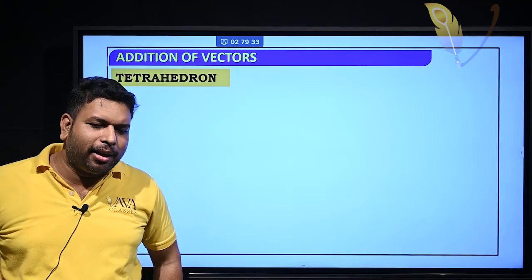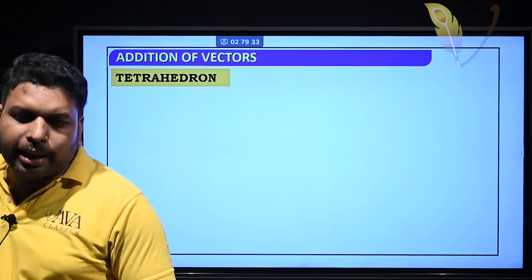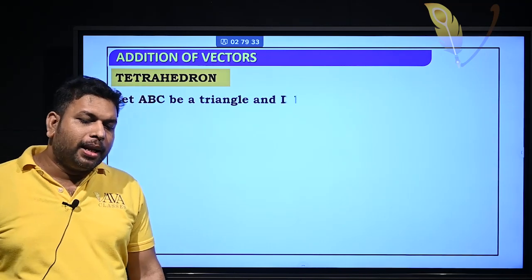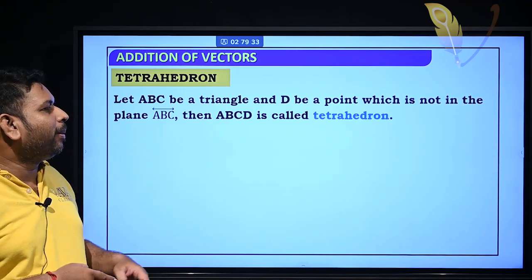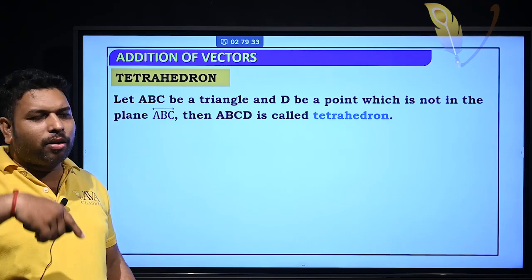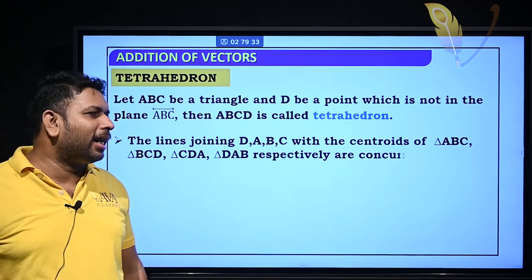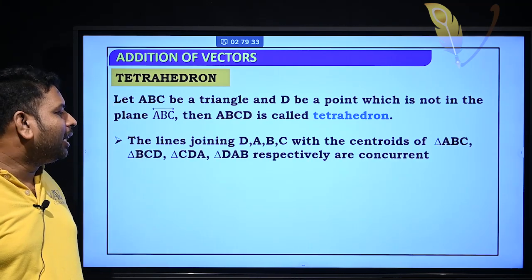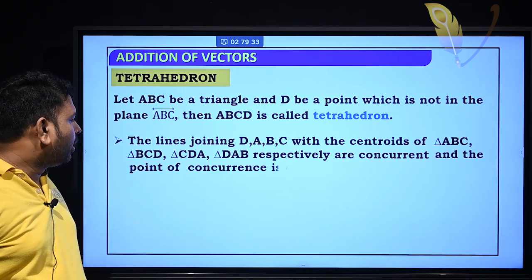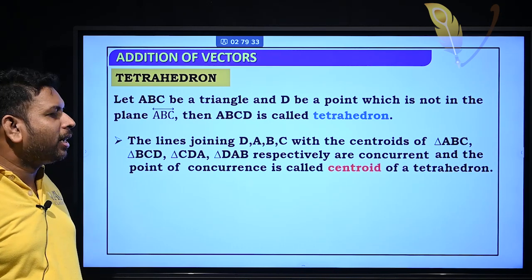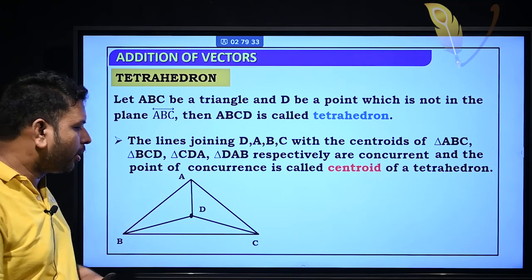Tetrahedron. What is a tetrahedron? You know, a geometrical figure is called a tetrahedron. Let ABC be a triangle and D be a point which is not in the plane ABC. Then ABCD is called a tetrahedron. The lines joining D, A, B, C with the centroids of triangle ABC, triangle BCD, triangle CDA, triangle DAB respectively are concurrent. And the point of concurrence is called the centroid of the tetrahedron. This is the tetrahedron. Okay.